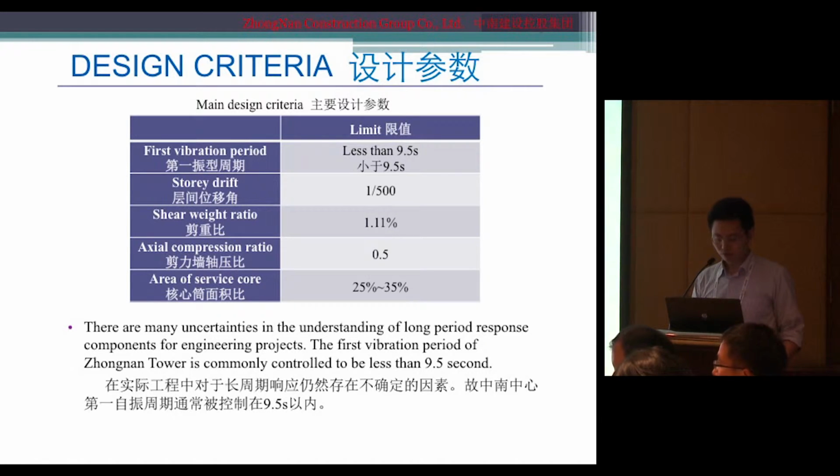And the 9.5 seconds was decided by the committee, considering that there are so many uncertainties in the long period response components, and especially we don't have many real figures that we obtained from research.